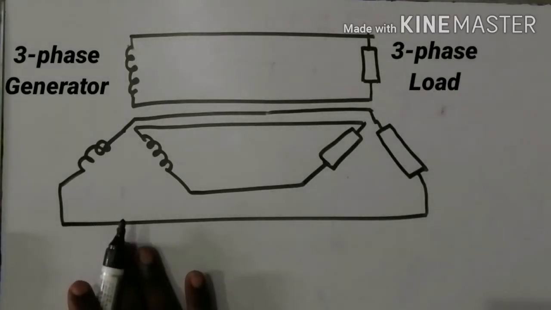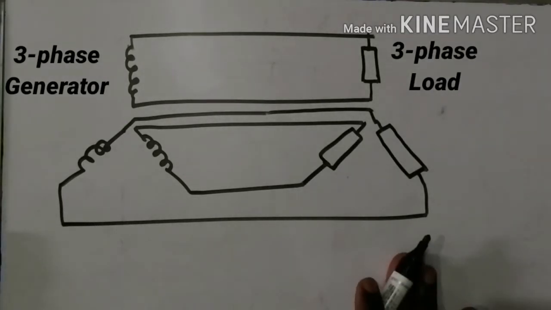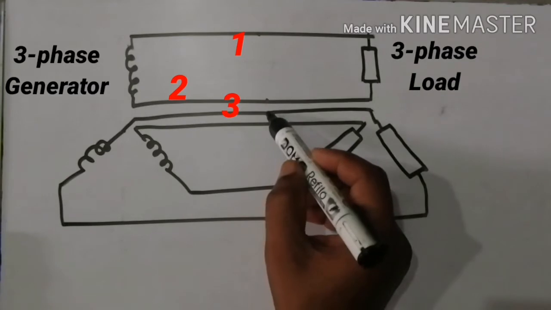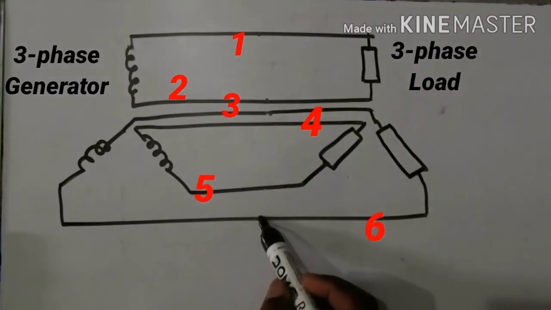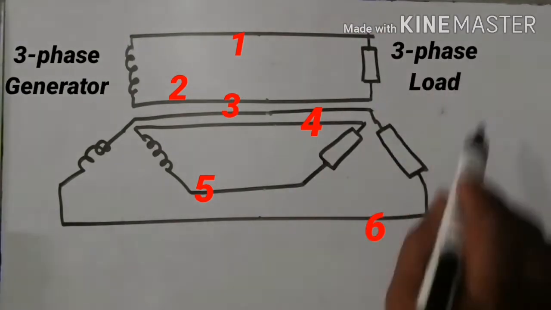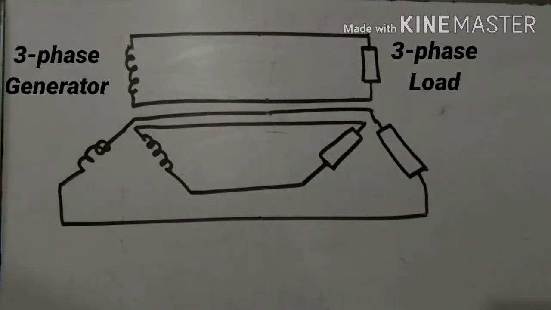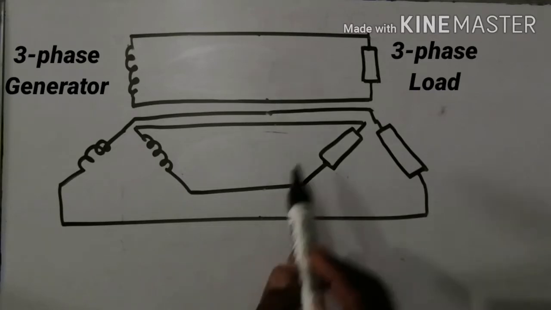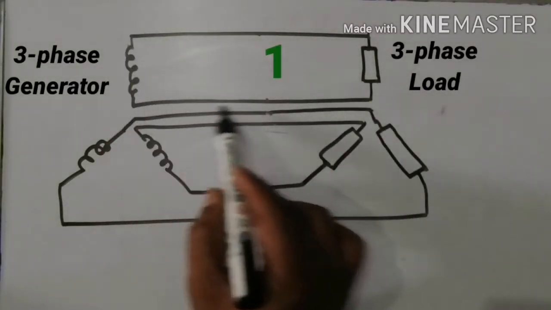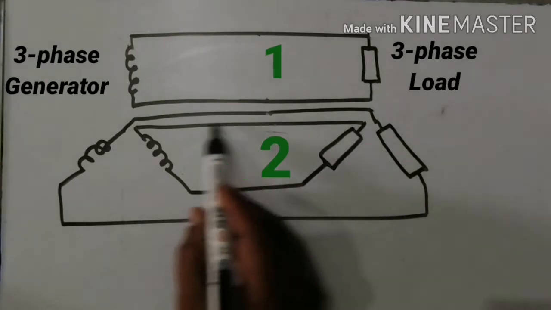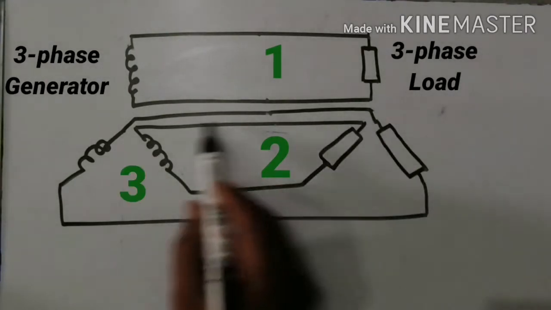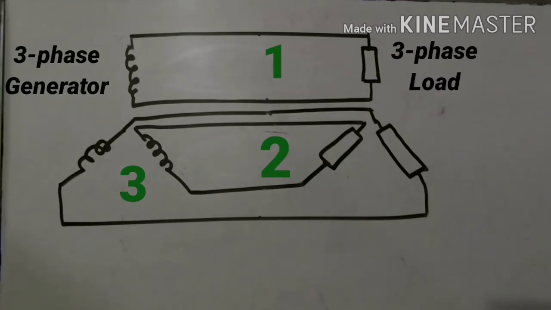This one is the three-phase generator connected with the three-phase load. Here 6 wires are used: 1, 2, 3, 4, 5 and 6. See this diagram very carefully. There are 3 single phase circuits shown in the figure and they are electrically independent. This one is a single phase circuit. This one is also a single phase circuit and this one. There are 3 single phase circuits and they are electrically independent.